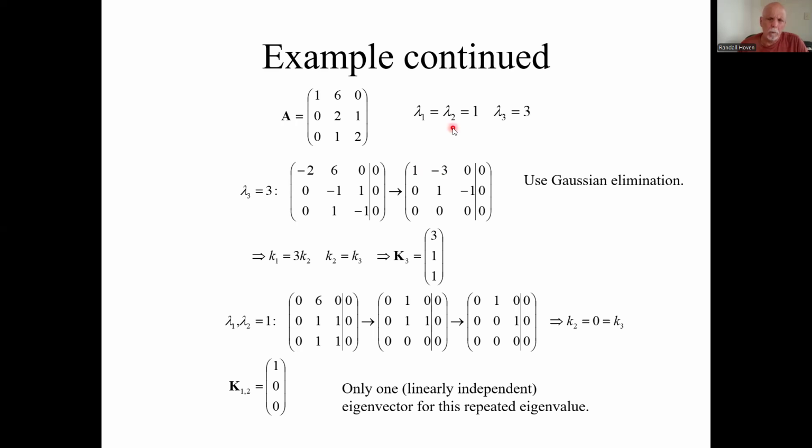Now let's do the repeated one, which was 1. So I'll get a 0, 1, 1. Start doing my row ops. It takes me 2 steps. I get this. Pivot, pivot. So K1 is my free variable in this case. The other two just tell me that K2 equals 0 and K3 equals 0. So my one and only eigenvector corresponding to this repeated eigenvalue is 1, 0, 0. And I only get one. I do not get 2 eigenvectors for this double or repeated eigenvalue.